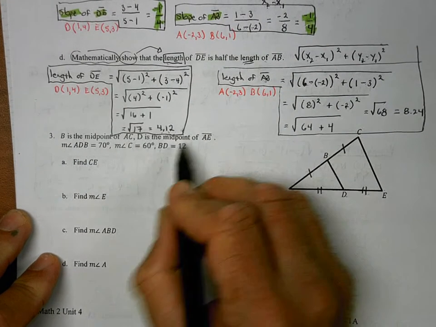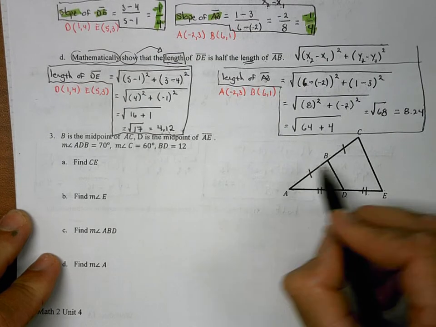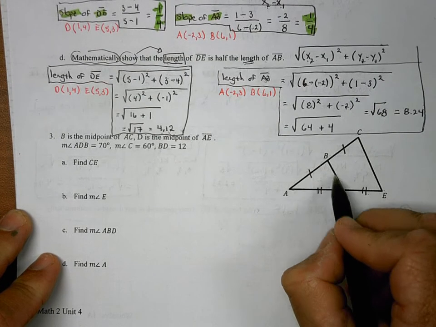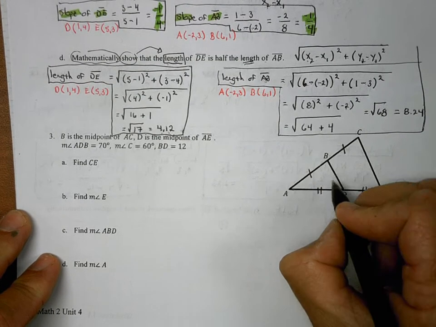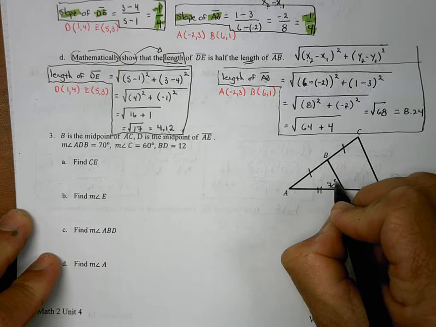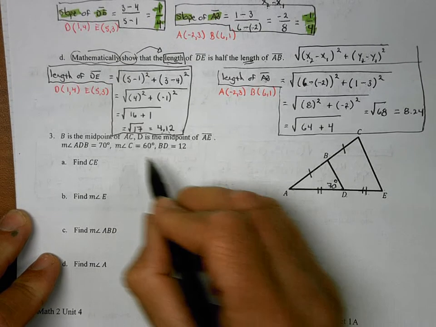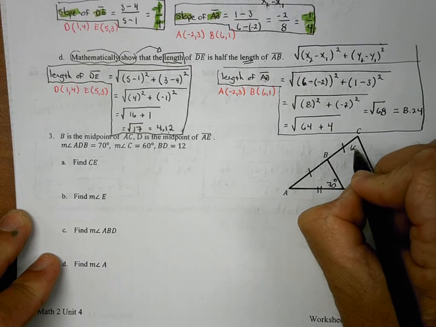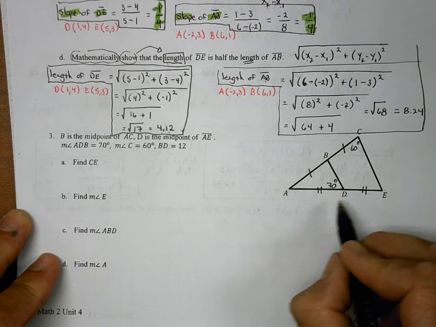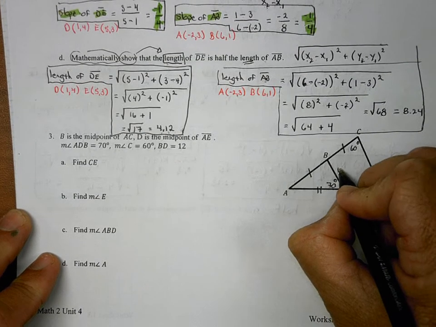The measure of angle ADB, that means right there, that angle is 70 degrees. I'm going to mark that. The measure of angle C is 60. So that angle right there, 60. And B to D is 12. So that right there is 12. We're going to find these 4 things.